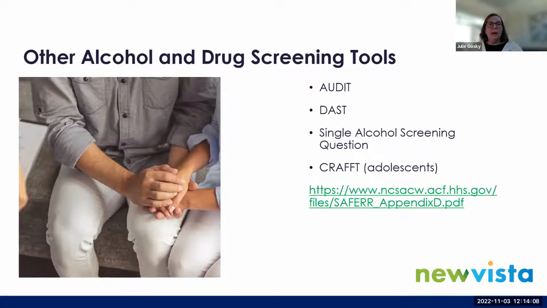The CRAFFT is for adolescents, and we use that at New Vista as well. It's very similar to the CAGE, but it is tailored to adolescents and some of the other situations that adolescents might find themselves in, like behaving recklessly or in dangerous or high-risk situations. So it's looking at those as well. And all of these descriptions can be found at the Health and Human Services website. Next slide.